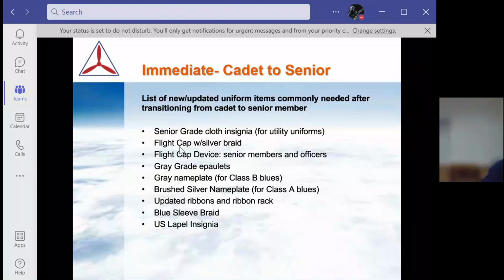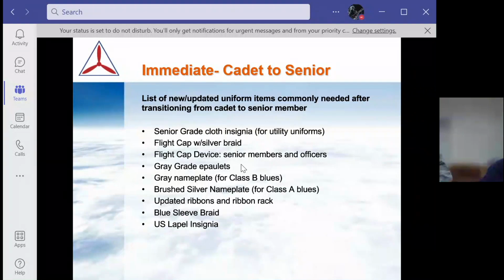A flight cap with silver braid if you are going as an officer. I'm not sure if that matches for NCO grade senior members. It might. Because see, it's an officer flight cap. Huh, they may have to update that one.